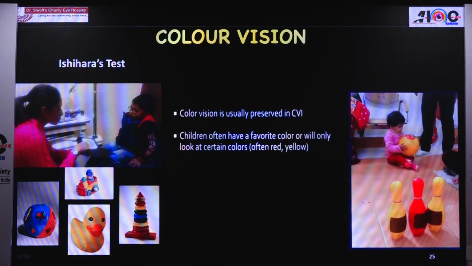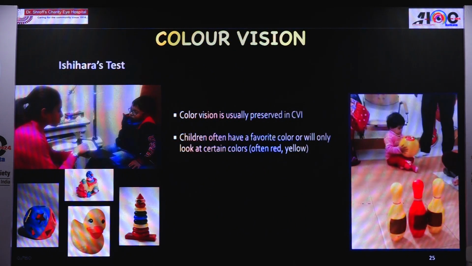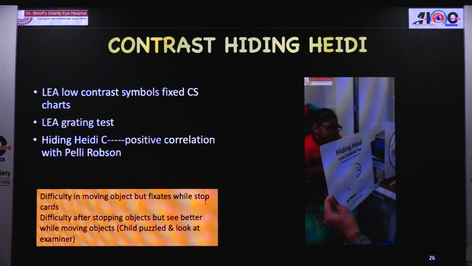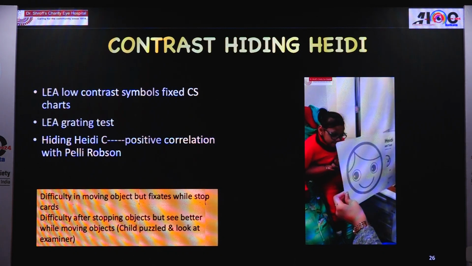Color vision. Now, in most of these children, color vision is usually preserved. They would have very poor vision; however, they will identify the color of the suit you are wearing in the OPD. Children often have a favorite color and will only look at certain colors, preferably red and yellow, because they have longer wavelengths.